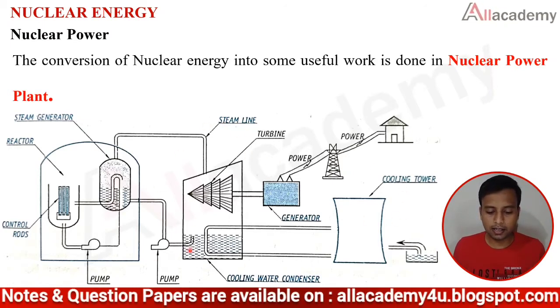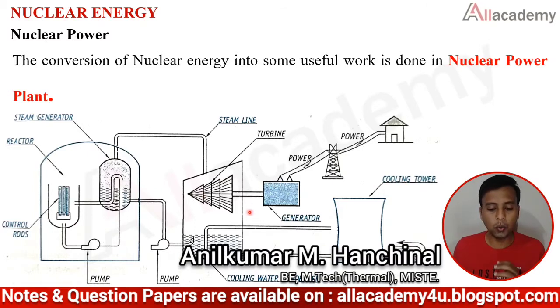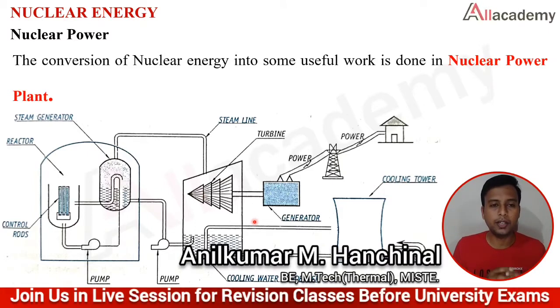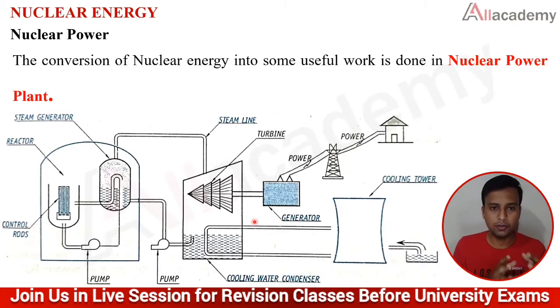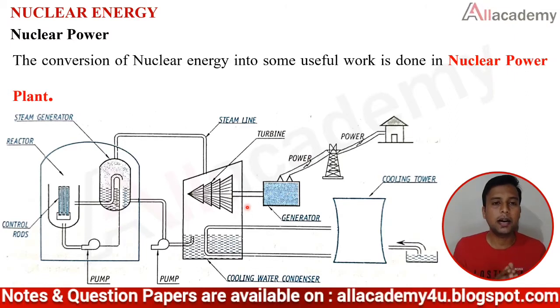And the last one, this part, is a cooling unit. This cools the liquid used in this system, so that it will be cooled in this cooling unit. So this is a schematic representation of a nuclear power plant.